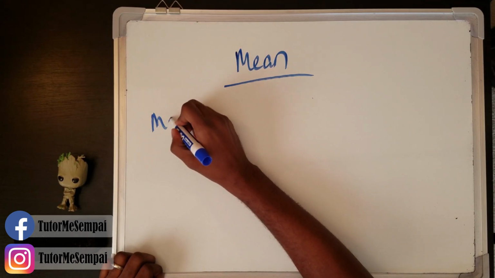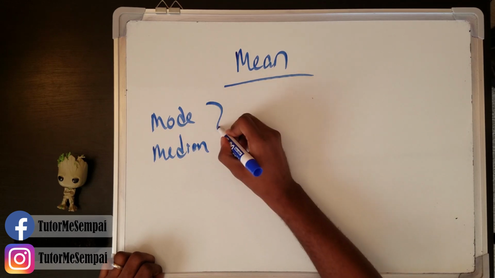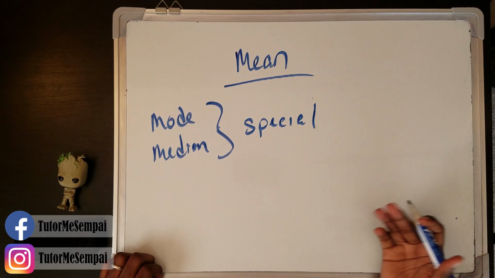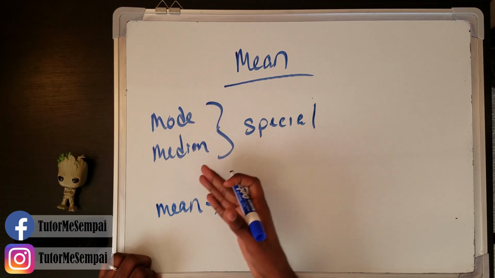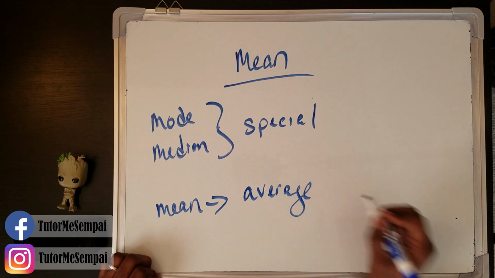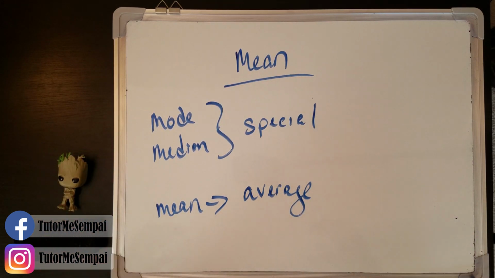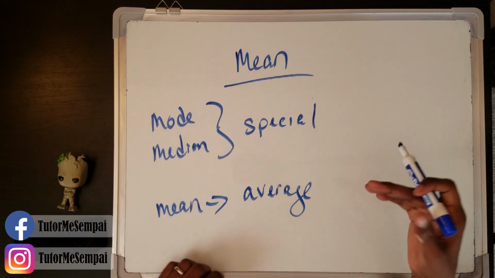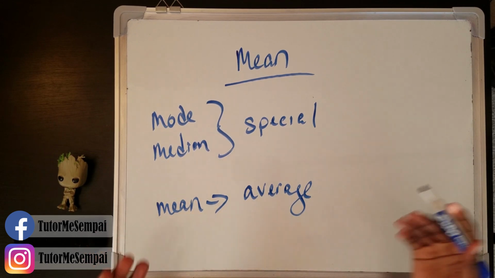If the mode and the median had special things to help them remember, mean doesn't necessarily have that. So we're going to say if these two are special, this one is pretty average. These two have the mode, the acronym: most often depicted element. Median kind of sounds like medium. So those are two special things that kind of help you remember with those two. But mean doesn't have that.